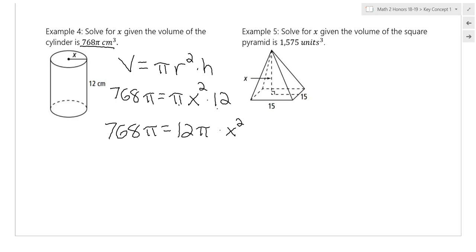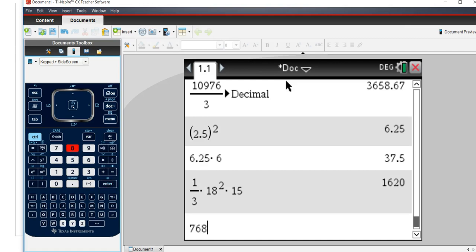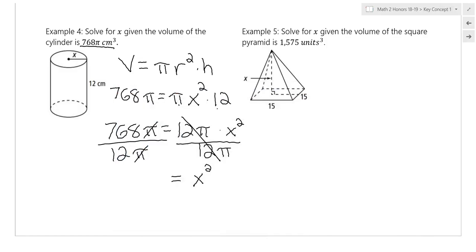Now I'm just solving for x squared. I'm going to divide by 12 pi on both sides. I'm left with x squared equals, well, I have a pi and a pi. All I need to know is what's 768 divided by 12. I get 64. Then, taking the square root of both sides, x equals, the square root of 64 is 8.